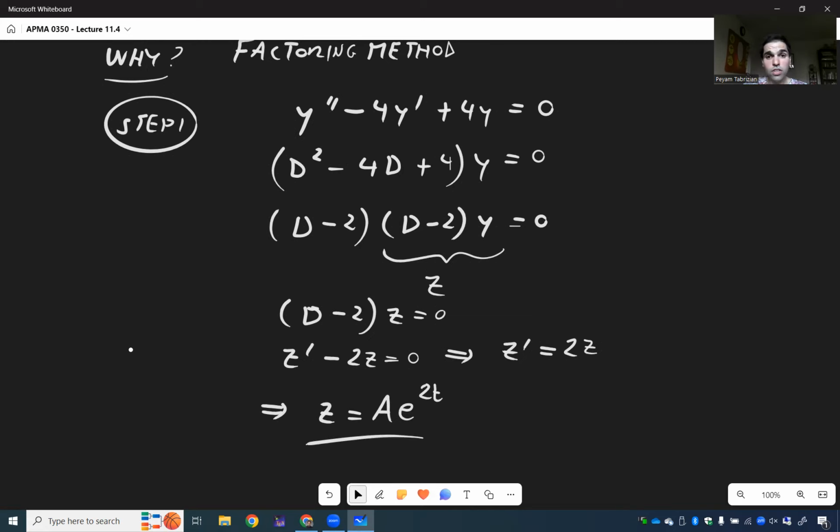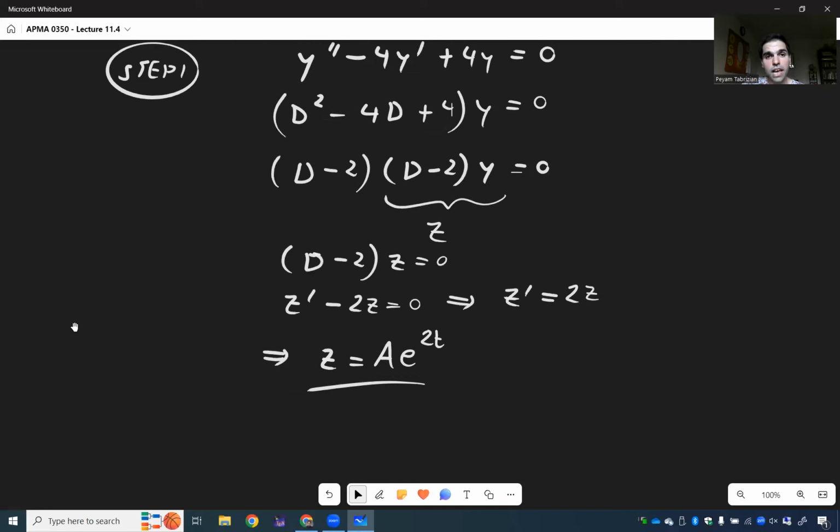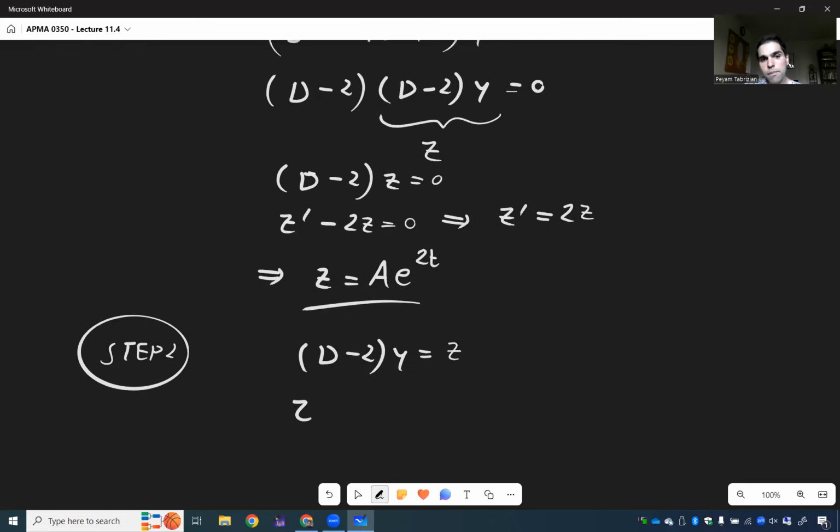So far, nothing unusual. But now we want to use the fact that z is d minus 2y. So d minus 2, y equals z. So y prime minus 2y equals z, which was ae to the 2t.